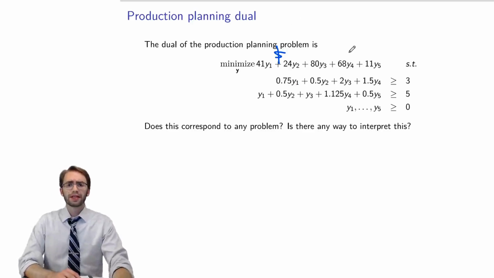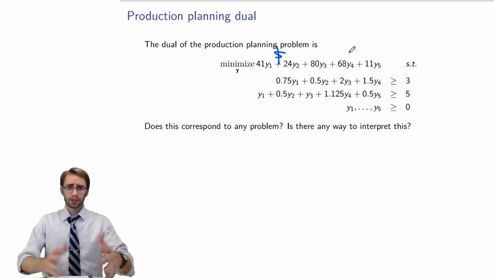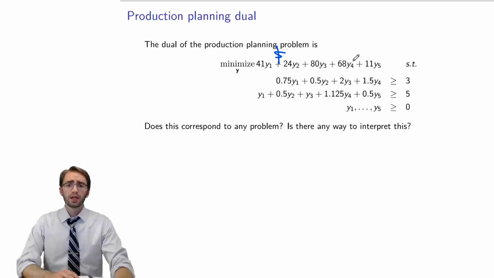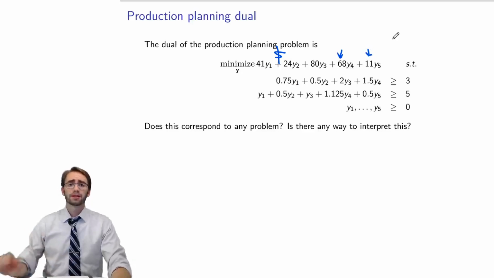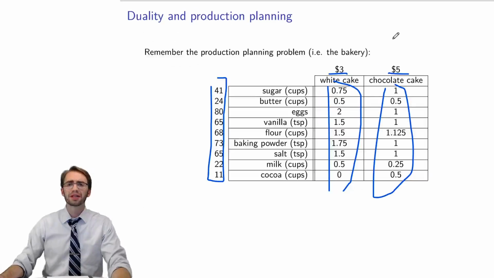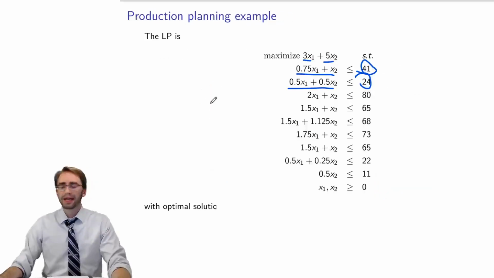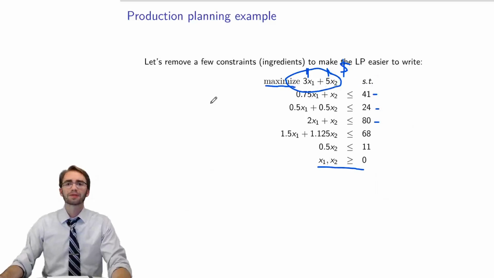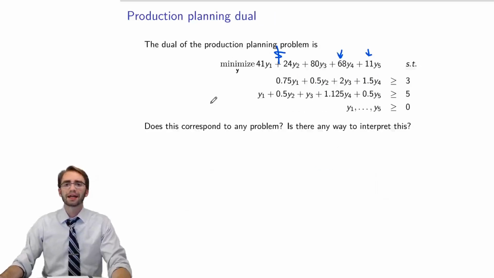So if the overall objective function has to be measuring dollars, we can ask, what do the variables represent? To work that out, we have to work out what these numbers mean. These numbers represent how much of the ingredients you have. So we've got 41 and 24. I want to see which ingredients those were. We had 41 cups of sugar and 24 cups of butter. So it's sugar and butter, and I think eggs is probably the next one.